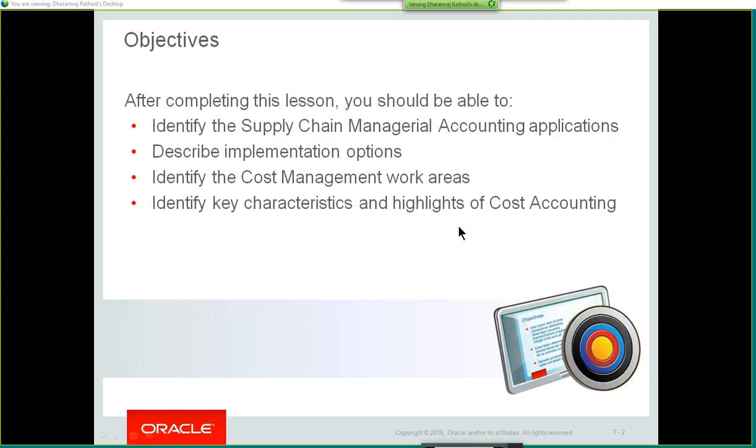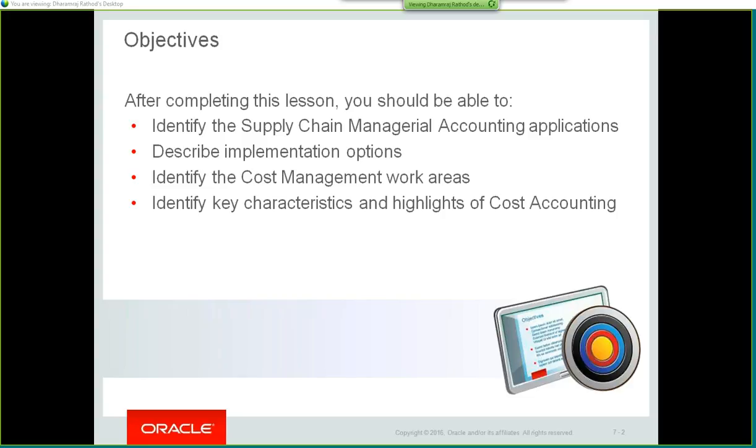So let's look at the supply chain managerial accounting applications. When I say managerial accounting, as Srini mentioned, it has receipt accounting, cost accounting, landed cost management, and cost and profit planning. So we'll look at all of these and the significance of those modules and what they offer you out of the box.